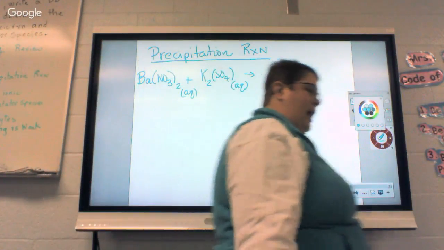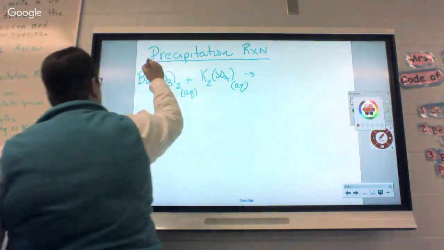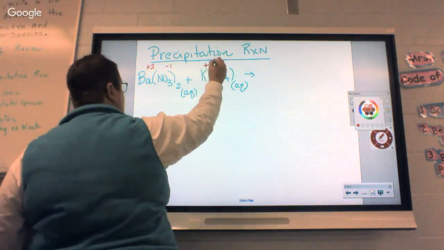All right, so when we were last here before Christmas break, this reaction was very familiar to you because even if I did not tell you this was a precipitation reaction, this should look like a double displacement reaction. This is a simple double displacement reaction, and from our earlier studies you would have to know the oxidation numbers: +2, -1, +1, -2.